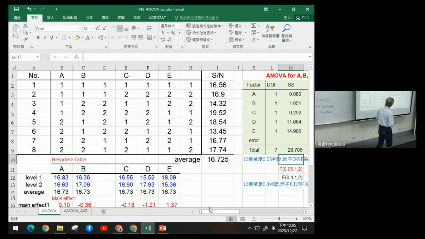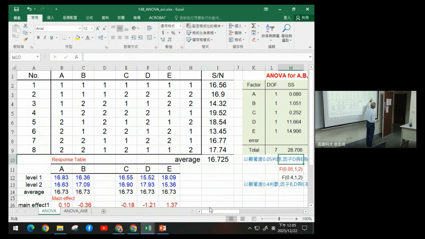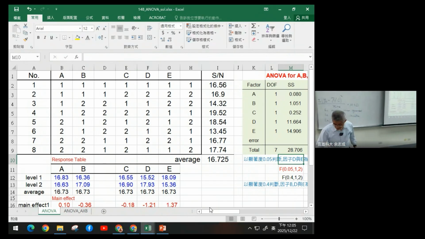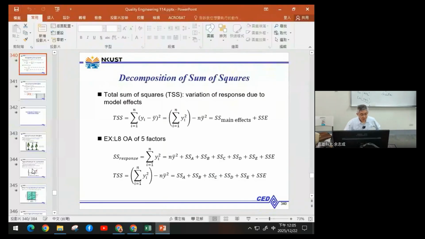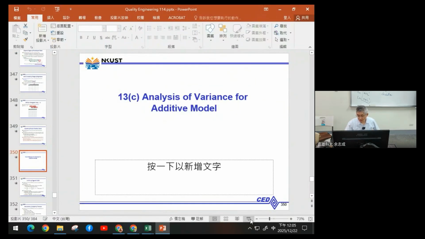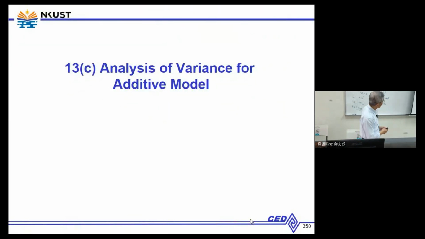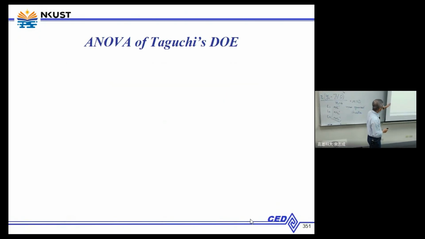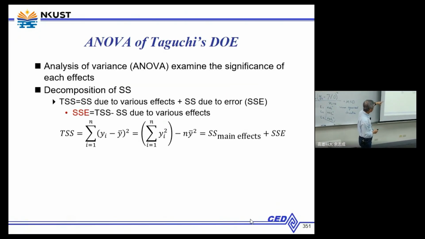How about this one? What is the sum square for error? What is the degree of freedom for error? Here, let me show you this PPT. So how to get the additive model, I already showed you here. This is how we get it, right? This is a summation of the previous result.